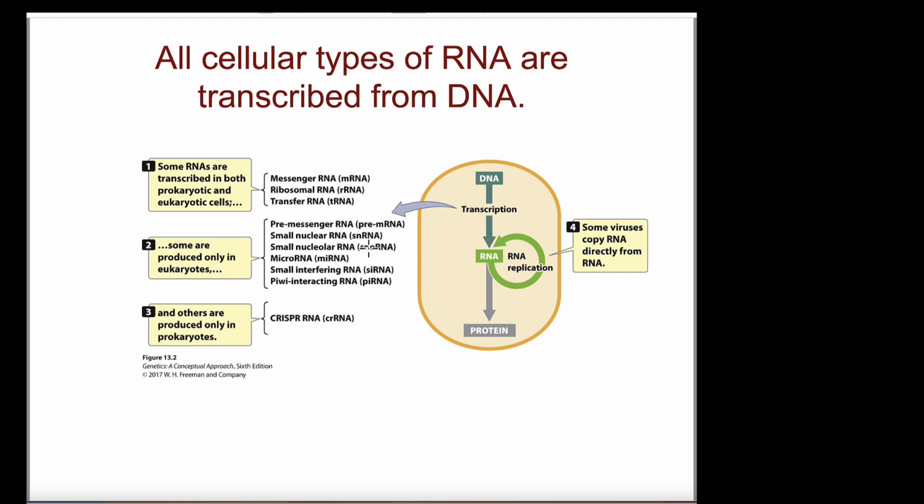Some of these classes of RNAs are only made in eukaryotic cells, and some are made in both prokaryotic and eukaryotic cells, such as messenger RNA, ribosomal RNA, and tRNA. However, eukaryotic cells only produce the pre-mRNA, the small nuclear RNA, the microRNAs, and the small interfering RNAs. Those are unique to eukaryotic cells. And CRISPR RNA is produced by prokaryotic cells. The process of transcription, going from DNA to RNA, is what we are going to be talking about in this chapter 13.